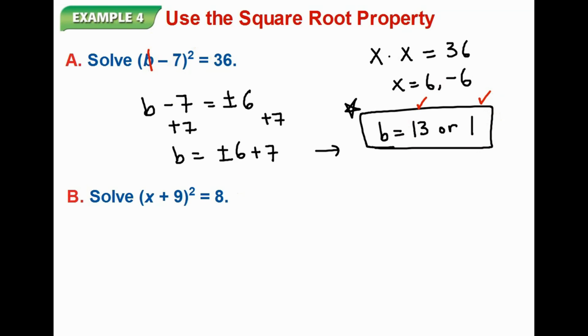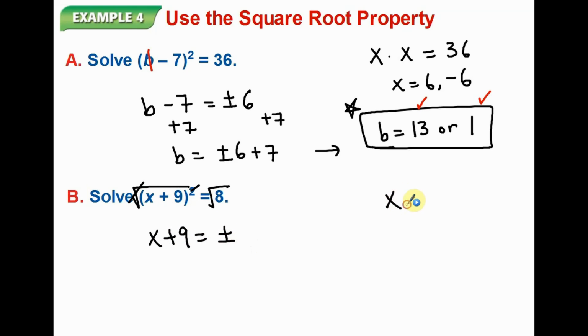Part B, in order to solve (x plus 9) squared is equal to 8. One more time, since this is already in factored form and is equal to not 0, the only option is to take the square root on each side to get rid of the square and solve it from there. If I do so, these two will be gone. All I get is x plus 9 is equal to plus or minus.